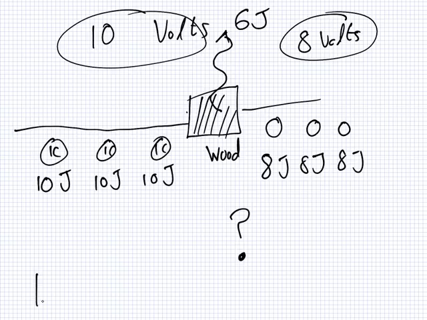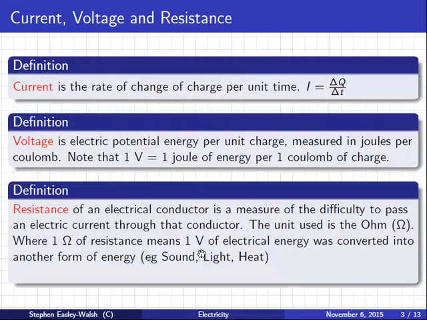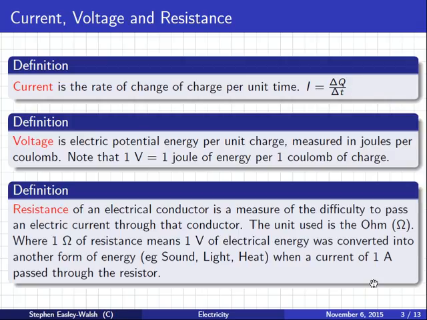So this is what 1 ohm means: we lose 1 joule per 1 coulomb. We don't really lose it, because we can't lose energy. It was converted into heat. So 1 ohm means 1 volt was lost, or in other words, 1 joule per 1 coulomb was converted into another form of energy, usually things like sound, light, or heat. So 1 ohm means 1 volt of electrical energy was converted into another form when 1 amp is passed through the resistor.